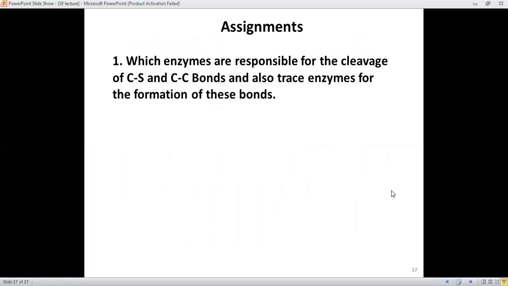For assignment, discuss which enzymes are responsible for cleavage of carbon-sulfur bonds and carbon-carbon bonds, and also trace the enzymes which are responsible for the formation of these two bonds, carbon-sulfur bonds and carbon-carbon bonds.